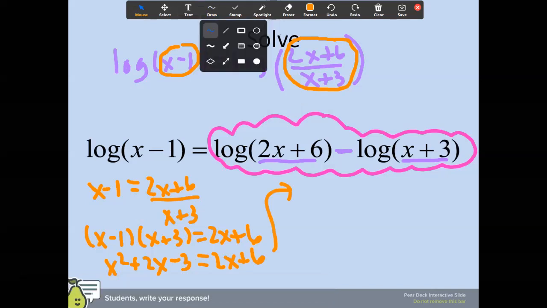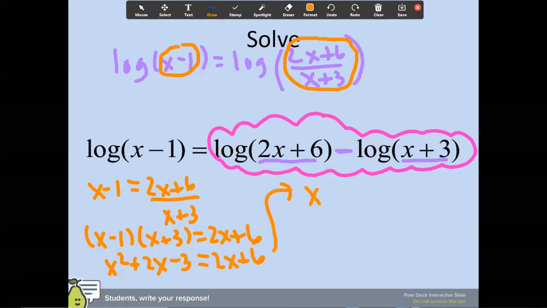You guys got to keep me honest. Okay. So here, when I solve this, I'm going to get x squared. I'm going to minus my 2x, so that's gone. And I'm going to minus my 6, so I get a -9. This is actually going to be an x plus 3, x minus 3 when you factor it. So I get x is equal to -3 and x is equal to 3.